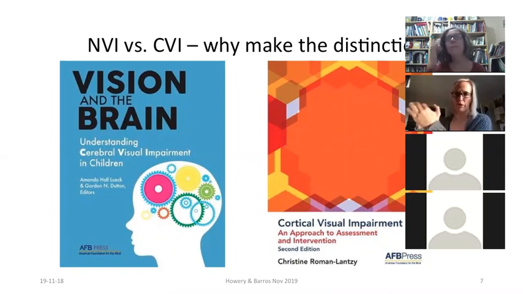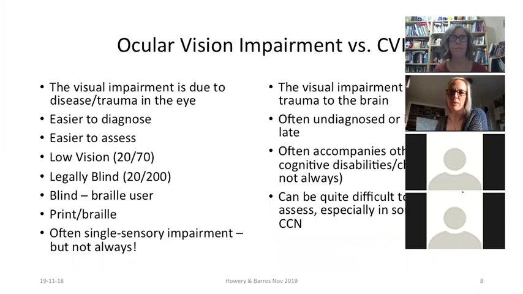So we're kind of talking about all these kids generally today, although we are going to use the CVI Range to talk more specifically, because it really is the best educational assessment tool we have to date that we're able to use. So that's why, just to hopefully clear up some of the terms around this topic. So a little bit about ocular visual impairment versus cortical visual impairment.